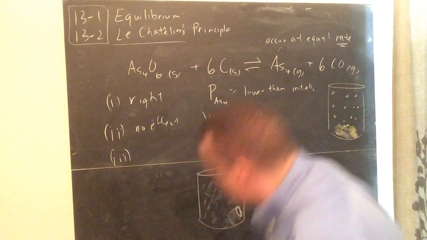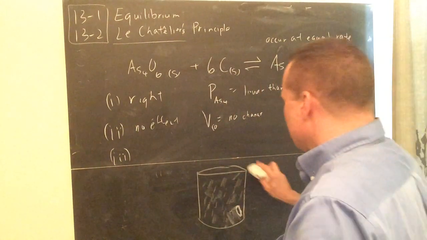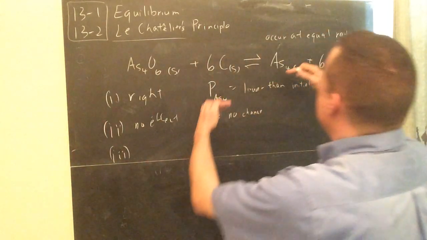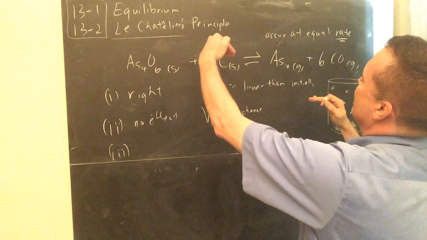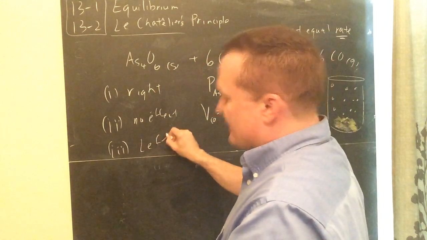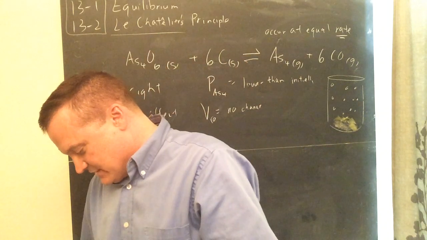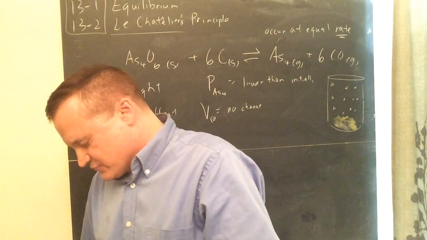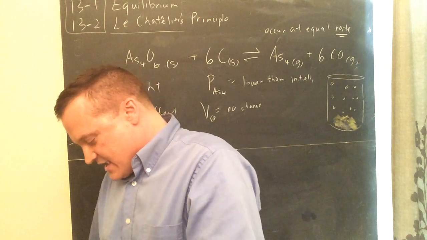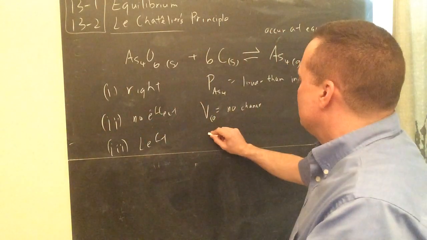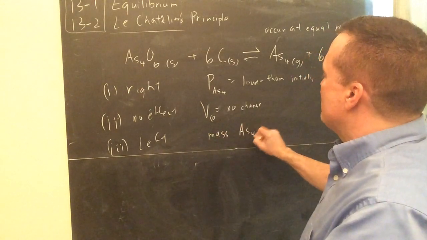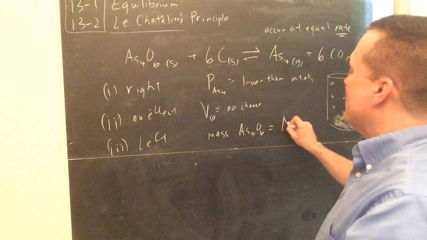Okay, now I forgot to finish that one. If you add CO gas, what's going to happen is it's going to shift to the left. As it reaches back to equilibrium, the position will have shifted to the left. And the mass of AS406, yes, it will increase.